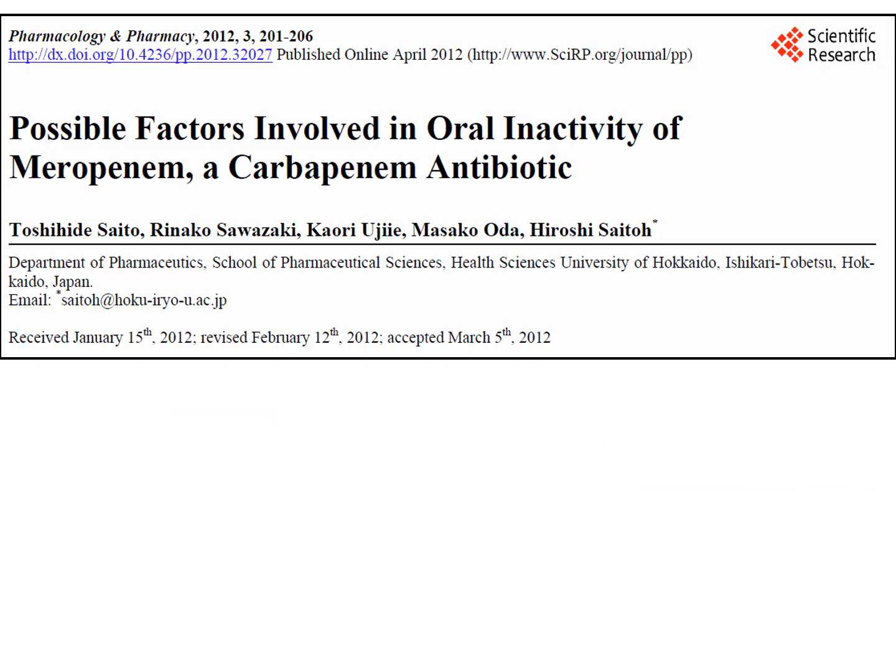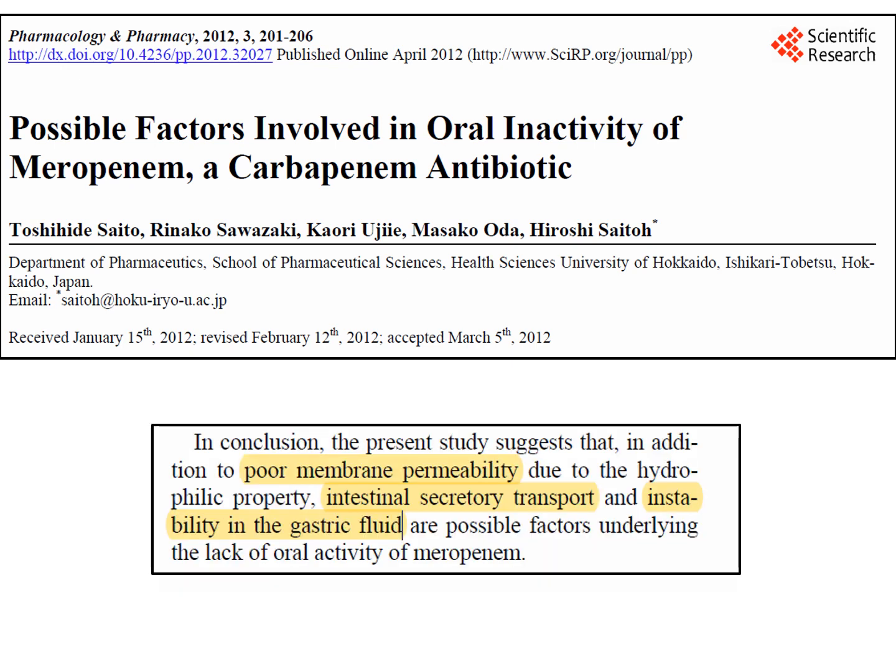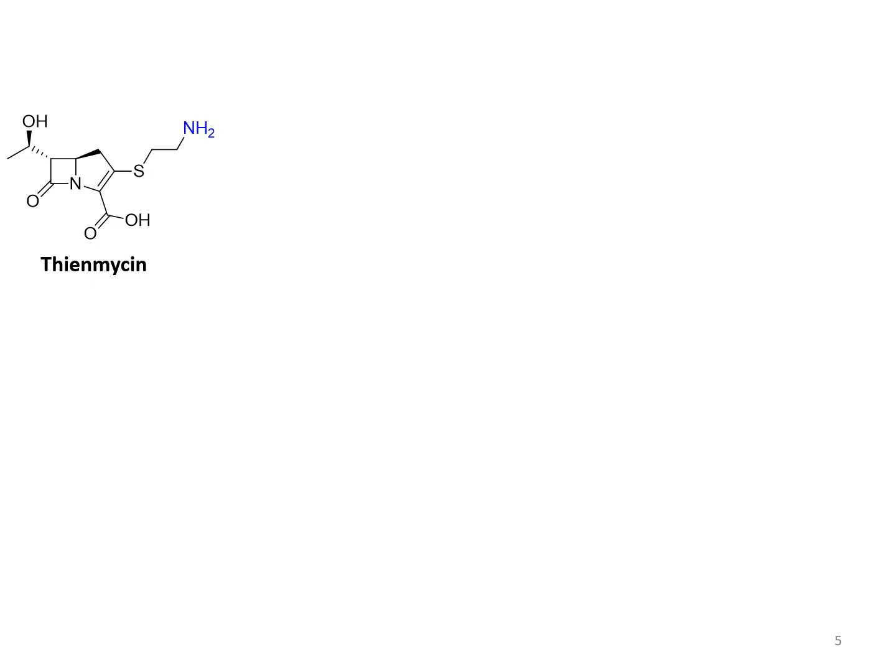Thienamycin, along with all FDA-approved carbapenems, are poorly absorbed from the GIT. The reasons behind the bad oral bioavailability include instability in gastric fluid, poor membrane permeability, and intestinal secretion by secretory transporters. Despite the excellent activity and stability of thienamycin against beta-lactamases, there were a few drawbacks that necessitated optimization.